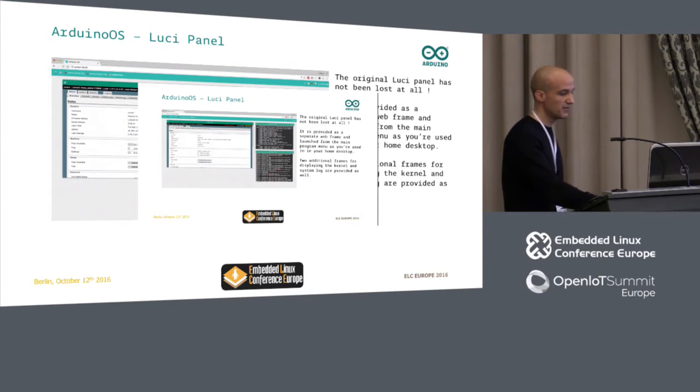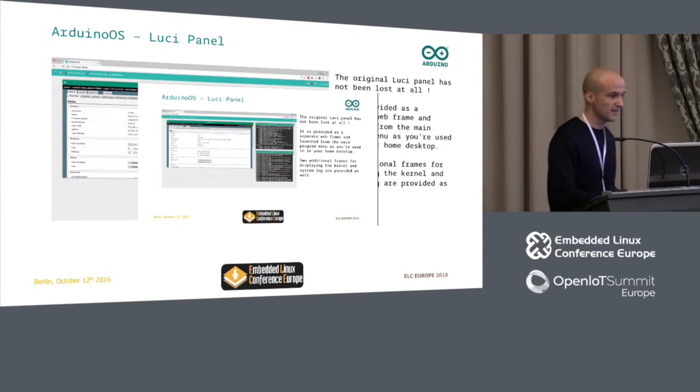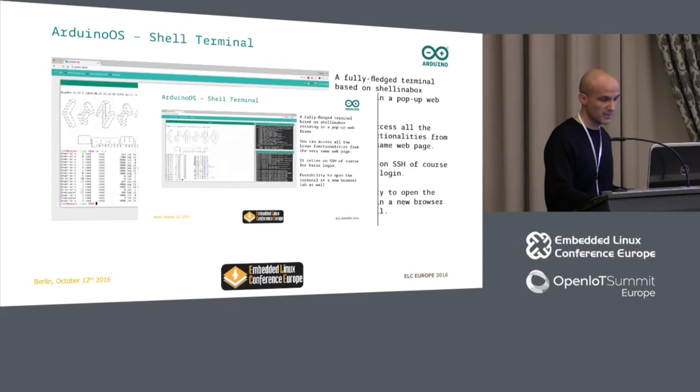So, as I mentioned before, the ArduinoOS LuCI panel, which is set in a separate web frame, and then you can see at the right the kernel and system logs as additional frames as well. The shell terminal based on Shell In A Box, again in another frame, to access all the Linux functionalities from that.